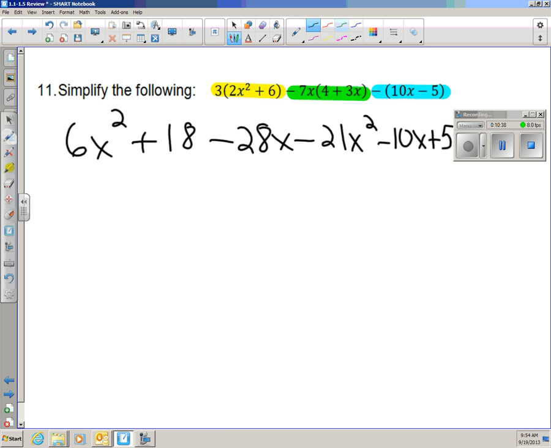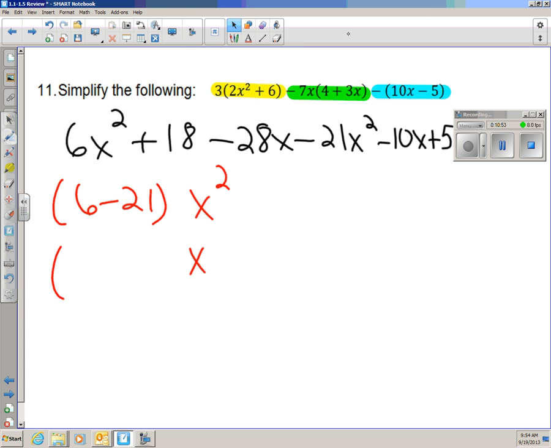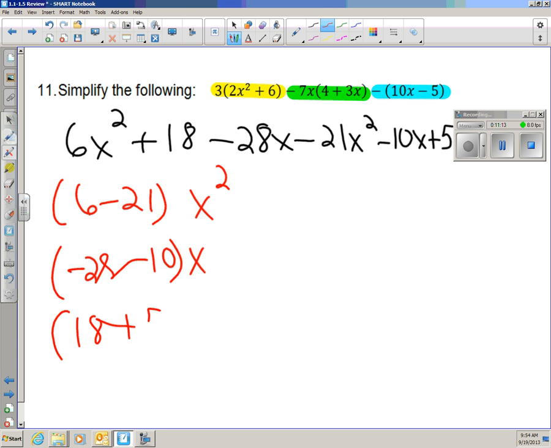If you're going to do distributive property again to combine like terms, that's fine. So I'm going to be doing x squareds, and I've got 6 minus 21 of them. I'm going to be doing x's where I've got, what do I have? Negative 28, minus 10. And then I've got the constants where I have 18, and I've got plus 5.